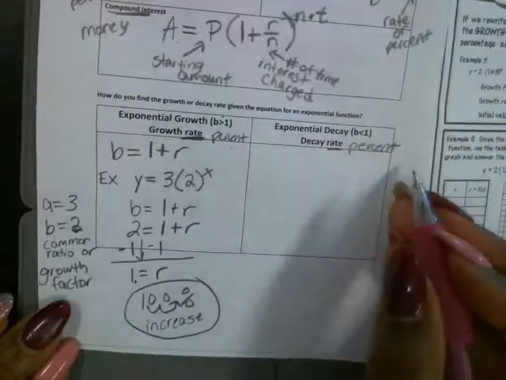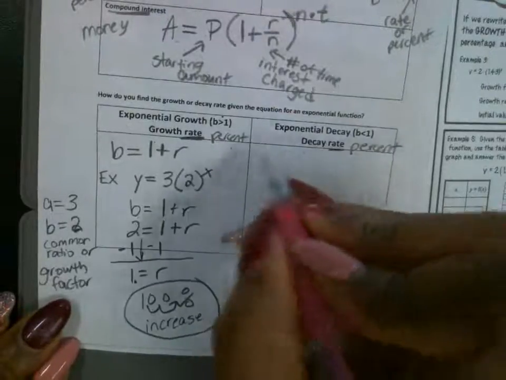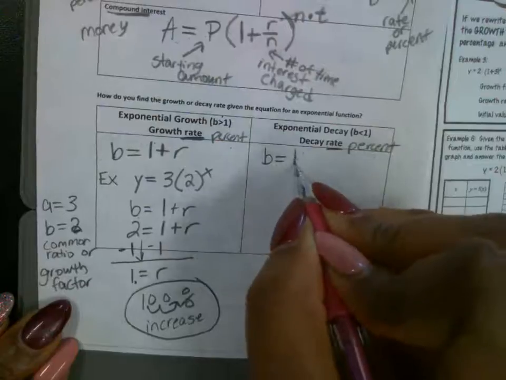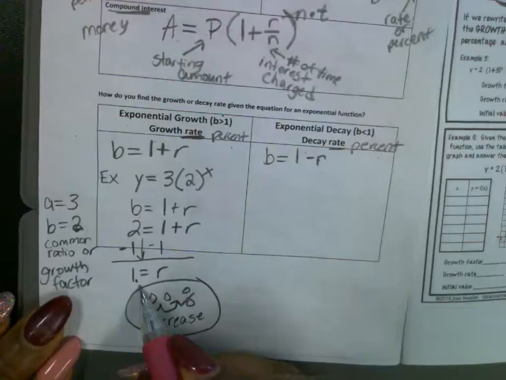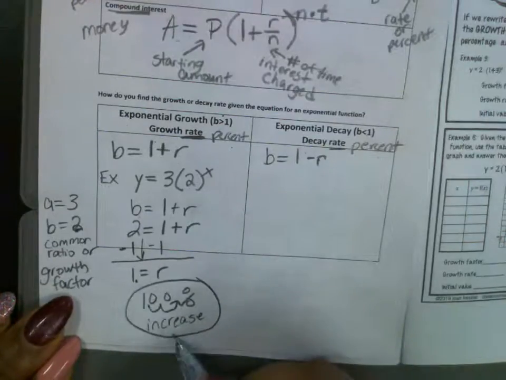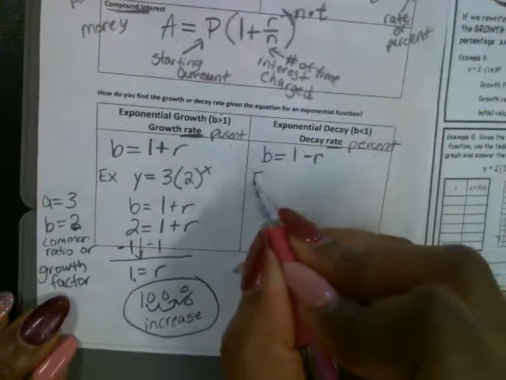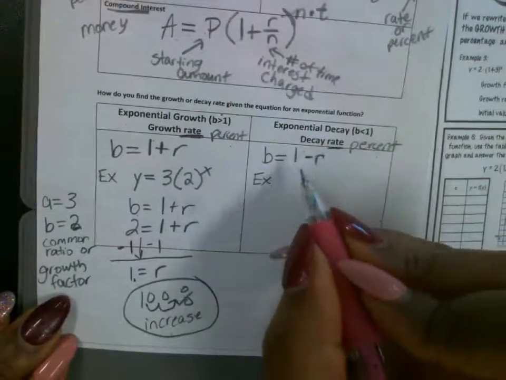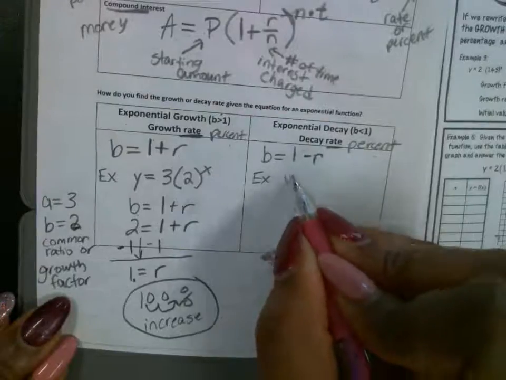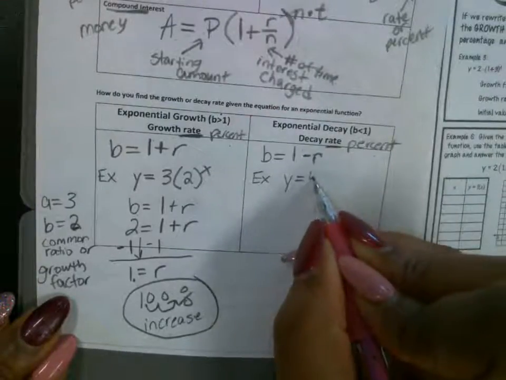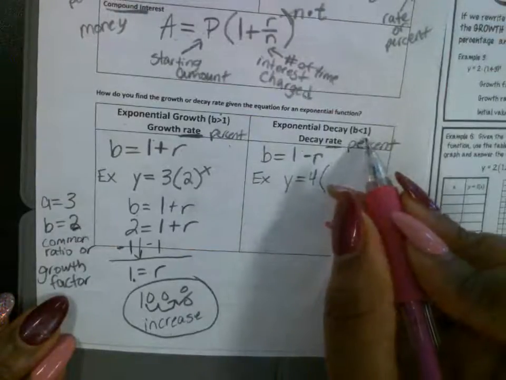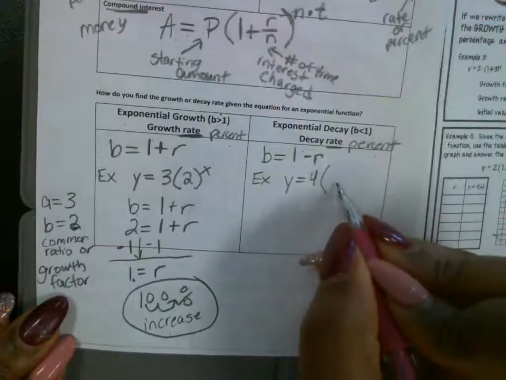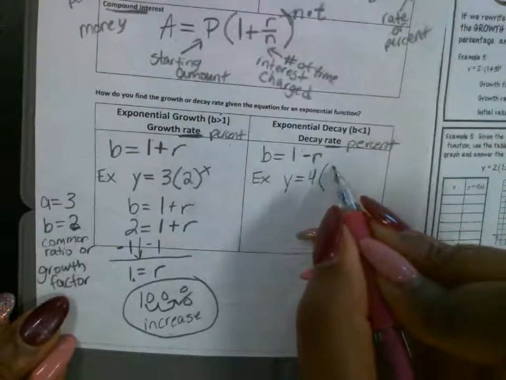The decay rate or percent is going to be the formula B is equal to 1 minus R. Sometimes they want you to keep it as a decimal, but sometimes they want you to write it as a percent. So that's why I did both. Let's do the example here. Let's do y is equal to, let's make our starting amount 4. And B has to be smaller than 1. So let's do 1/4.